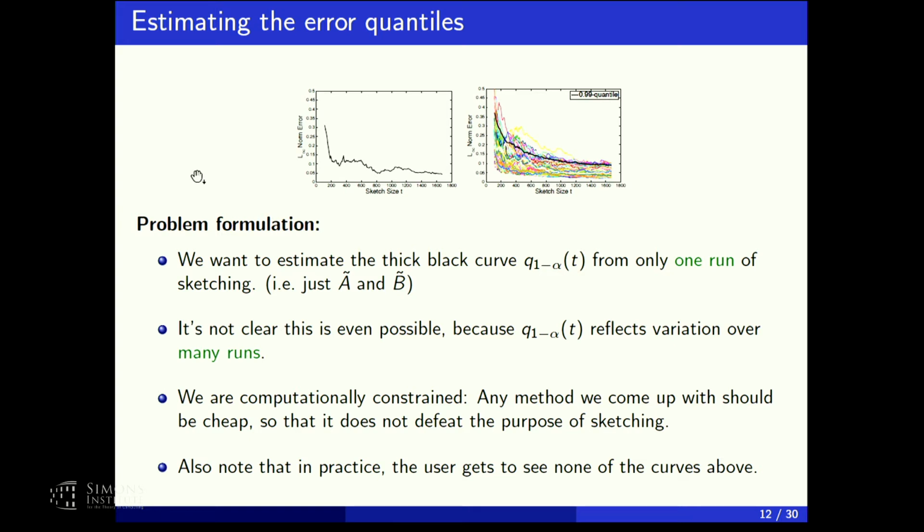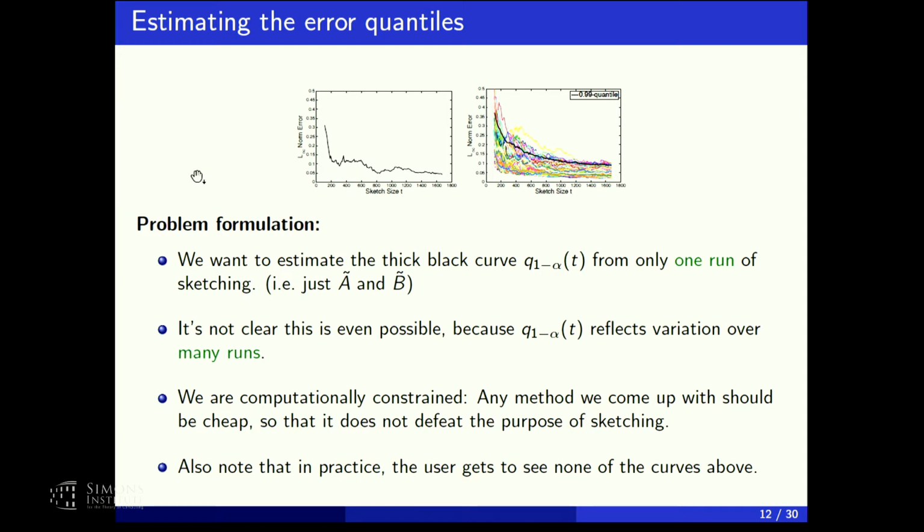And here's why it's not easy. So I constructed this curve based hypothetically upon many experiments, right? But in real life, we only get one A tilde and one B tilde generally, or at least that's what we want. We only want to run the sketching algorithm once. So it might seem almost impossible that you could approximate this thing that comes from many repeated experiments just from a single experiment. And that possibility is, in a sense, what is so remarkable about the Bootstrap. Okay, so the Bootstrap is what makes it possible to do that.